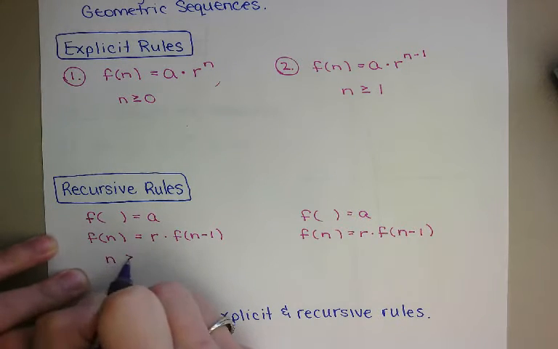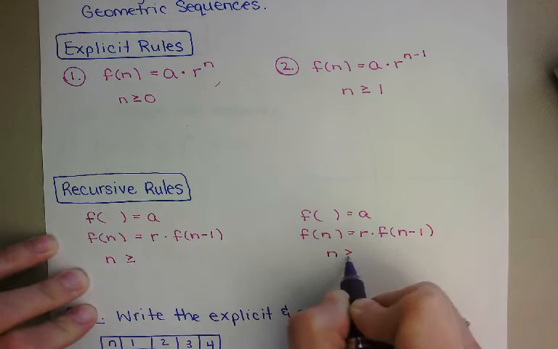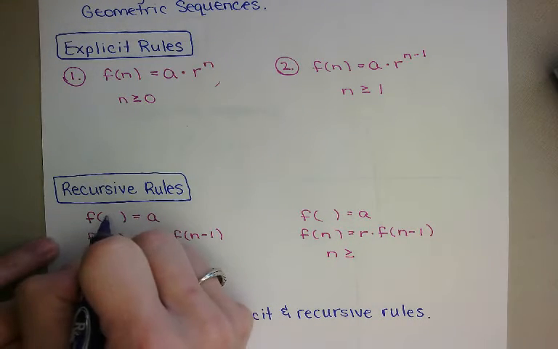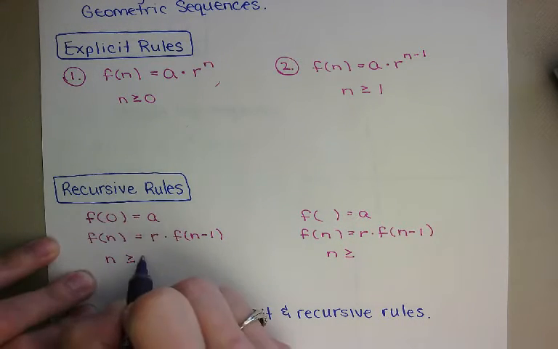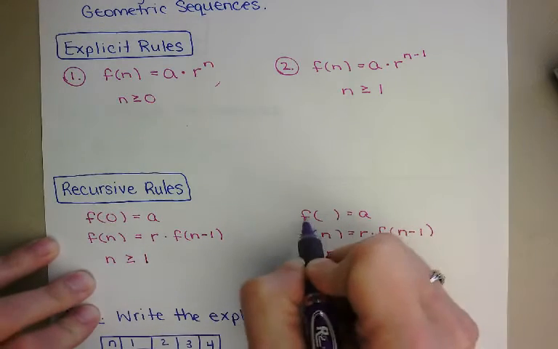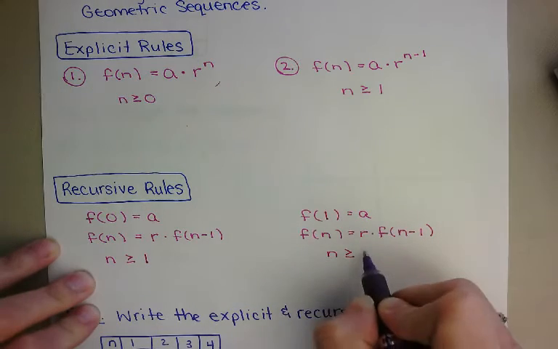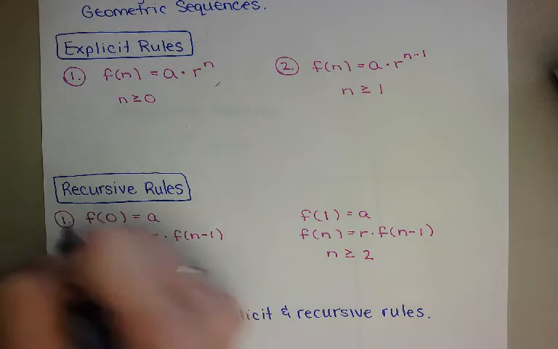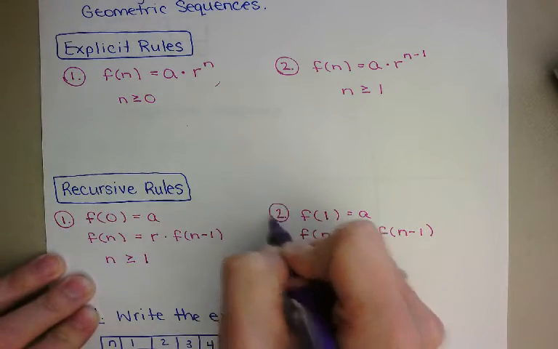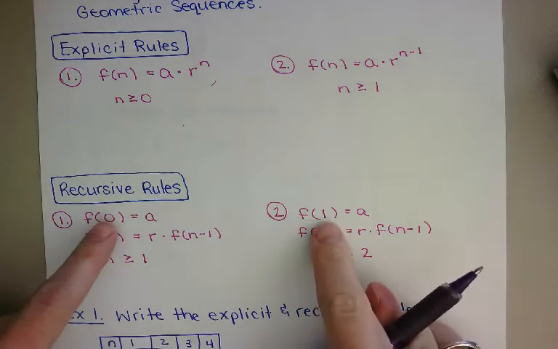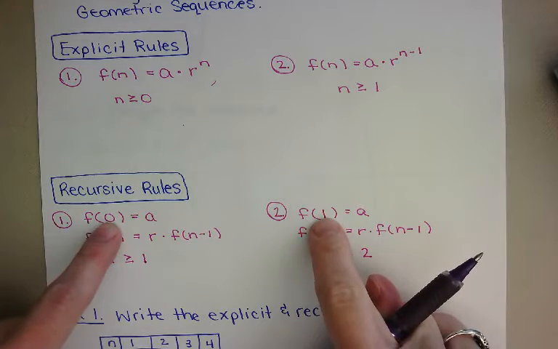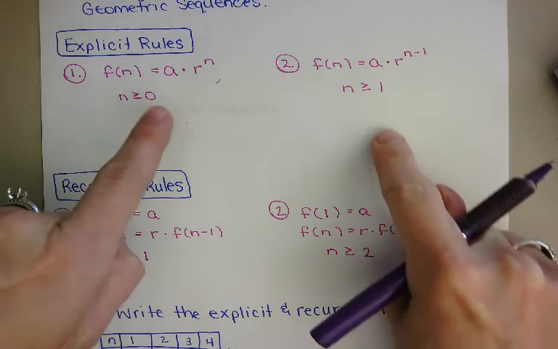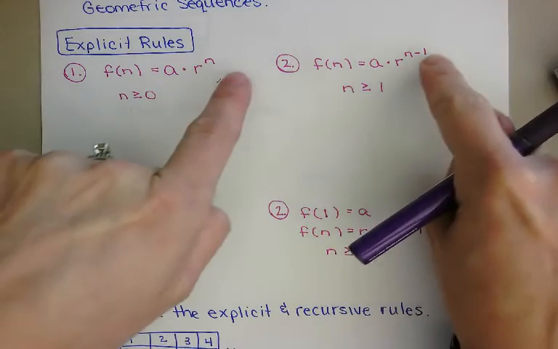Okay, for n greater than or equal to. All right, so if this is a 0, then this n has to be a 1. If this n is a 1, then this n has to be a 2. So these are your two options here. Basically, you just have to pay attention to whatever that is, this should be 1 more. And then whatever these are, that's what the exponent should be.